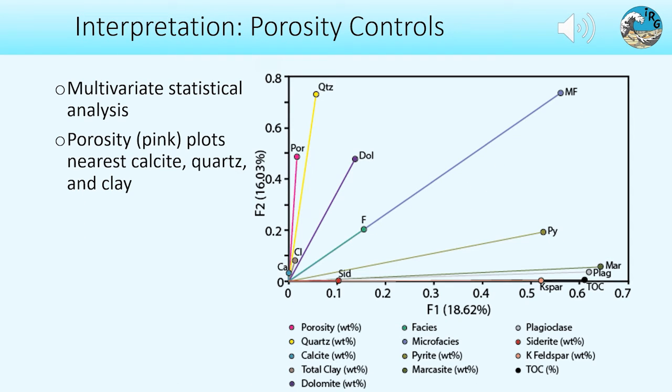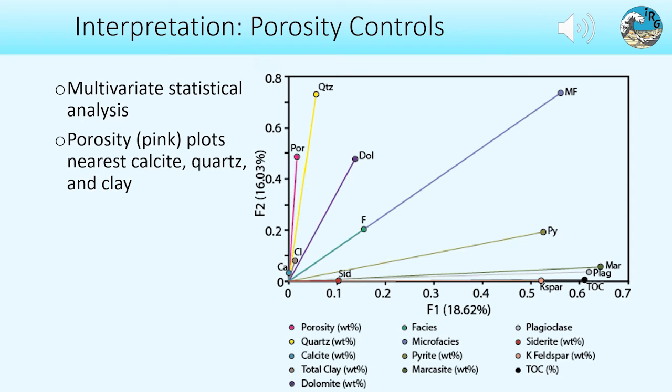Multivariate statistical analysis was also used to support and further our understanding of controls on porosity in the Horn River group. This type of analysis is used to gain information about the covariance between interrelated variables. In this case, we were looking at the relationship between porosity, mineralogy, facies, microfacies, and total organic carbon.